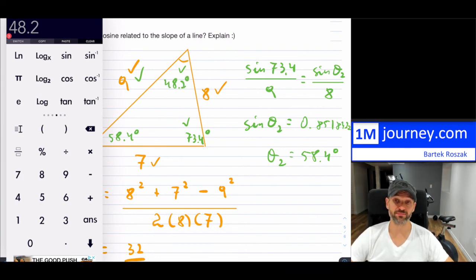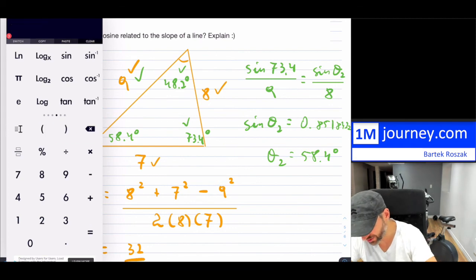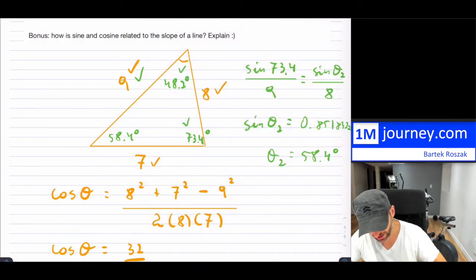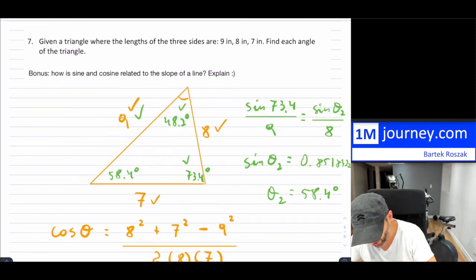Now, if you like, you can use the sine law again or the cosine law to find that angle, just to double check. So it's going to give you that. Remember, we rounded, so it might be a little bit off, okay? But rounded, it should be that. And that was the last question on this one. And then it gives you this little bonus, right here.